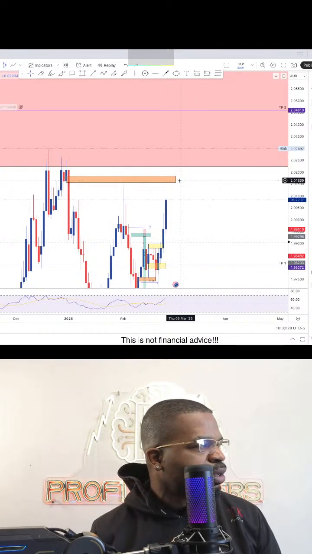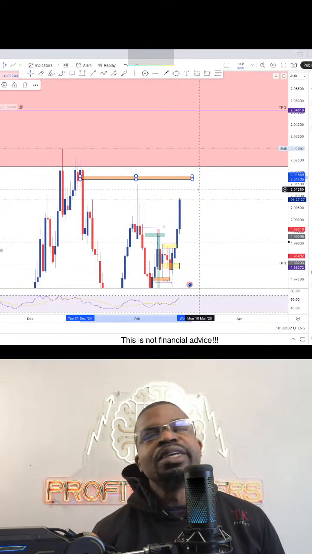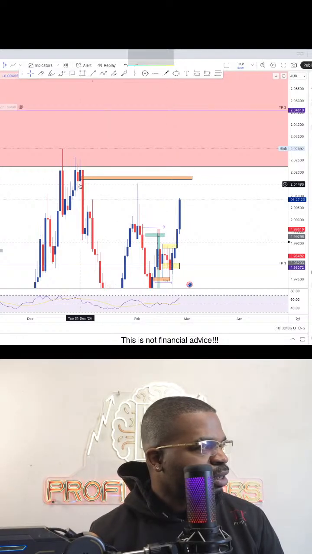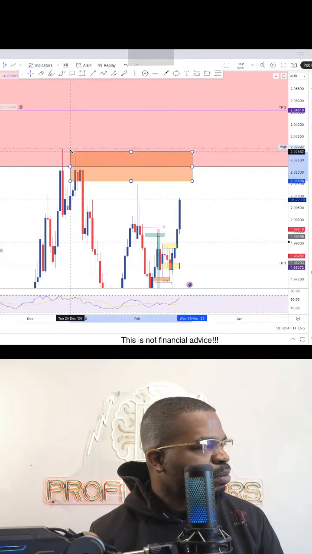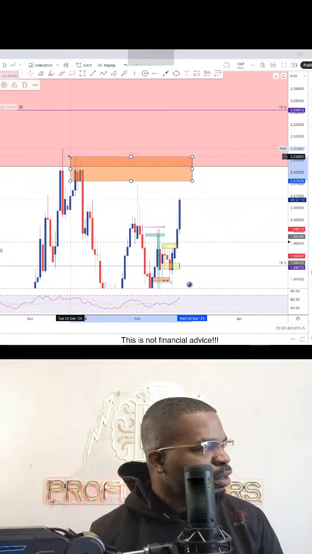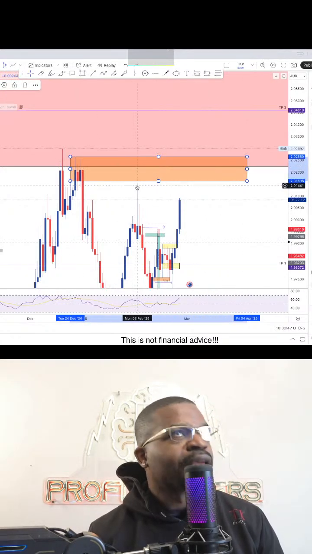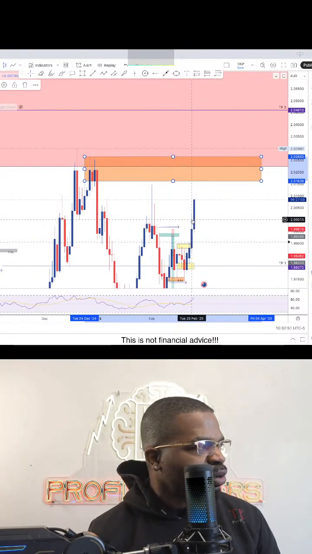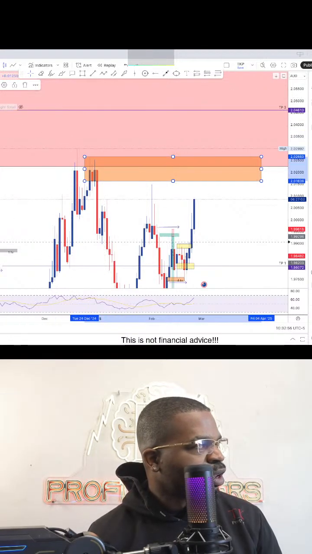On the daily, with this pair, pound AUD, we got a double top at the highs that has not been retested yet. This wick came close right here, but it didn't quite make it. So what we want to do is see how price responds once it gets towards this level here.